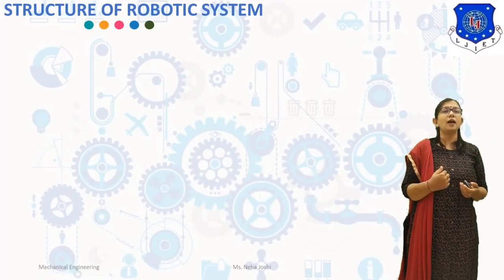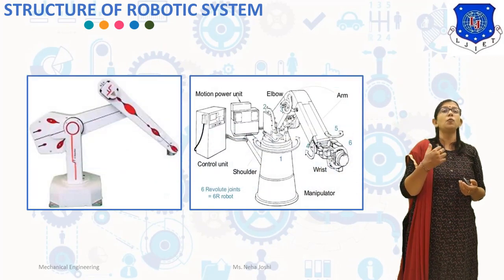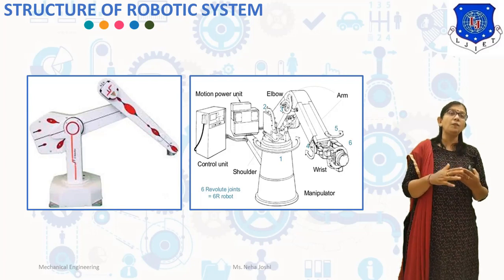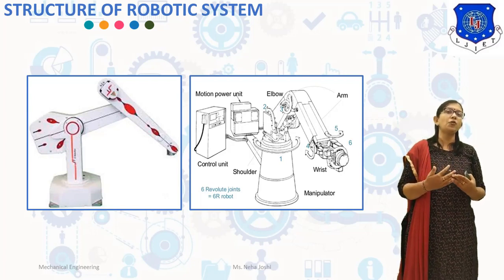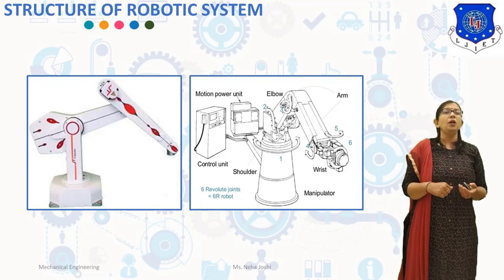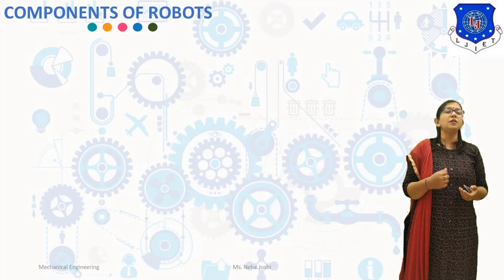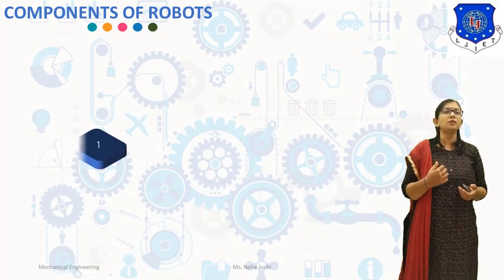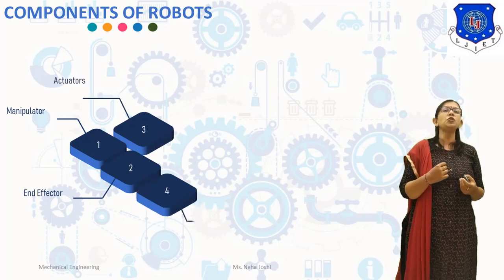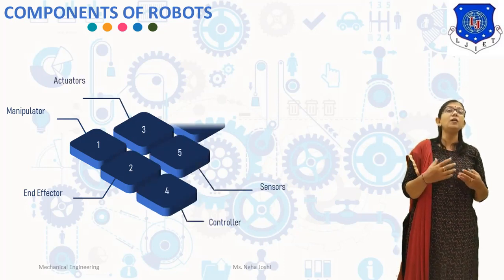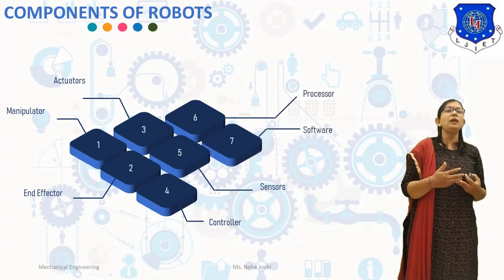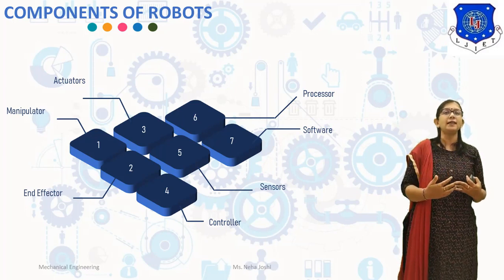Now here you can see the structure of the robotics system. Generally a robot consists of elbow, arm, wrist, manipulator, control unit and motion power unit, as you can see in this diagram. Now we will discuss different components which are used in robotics. First one is manipulator. Manipulator is the combination of mechanical linkages connected by joints to form an open loop kinematic chain. The manipulator is capable of movement in various directions.